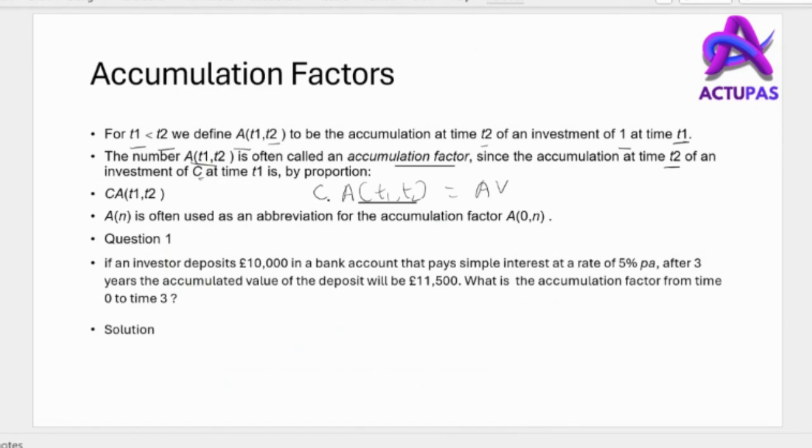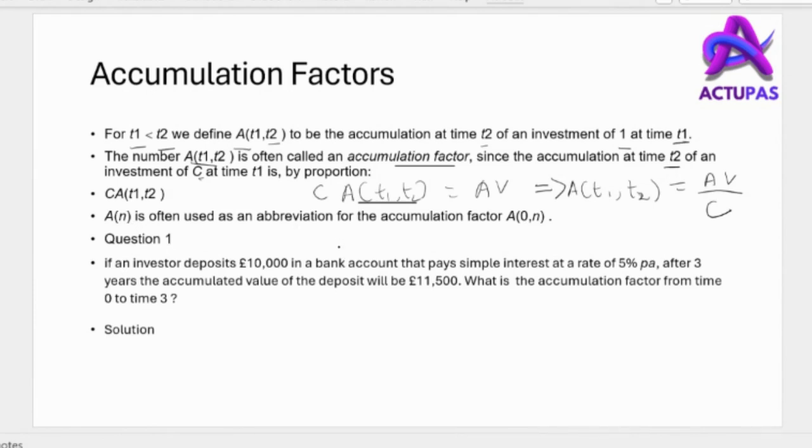This is the capital, this is the accumulated value. And if you divide both sides by C, we can see that A(T1,T2) is equal to the accumulated value over C. So this is how you get the accumulation factor. A(n) is often used as an abbreviation for the accumulation factor A(0,n).